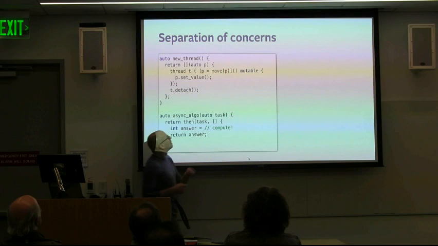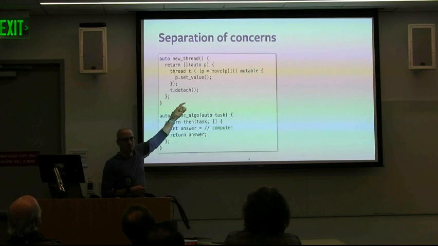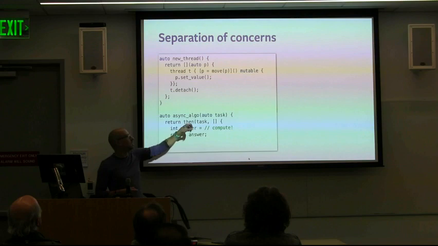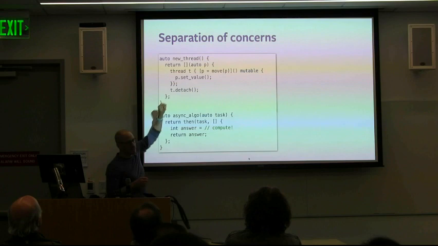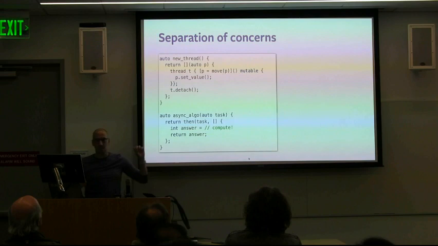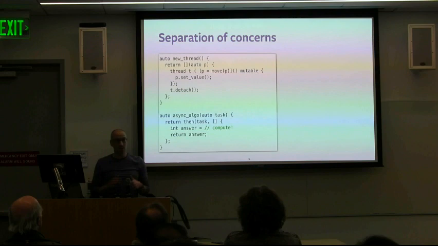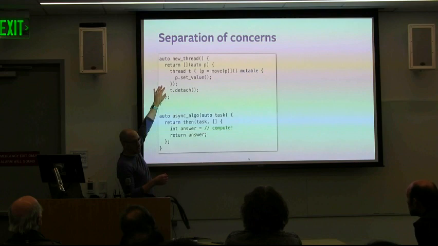Let's create a function called newThread that returns one of these lazy futures. That function's only responsibility is to create a new thread and then immediately, in that new thread's context, set value on the promise. Let me detach the thread. Why do we never ever detach a thread? It's always a bug. But anyway, this is slide code. So now we have this new thread function, which creates a lazy future that just creates a thread.